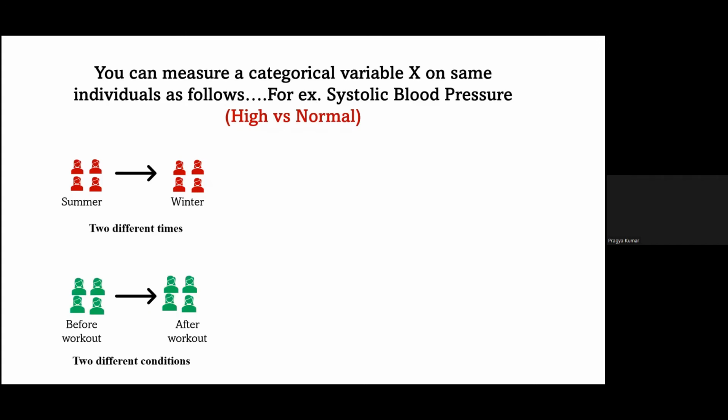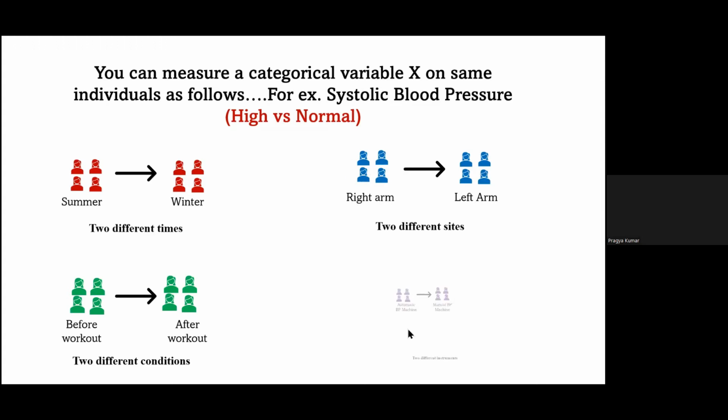There can be one situation where the same set of individuals, maybe the same MBBS students, I have measured the systolic blood pressure before the workout and after the workout. So under two different conditions, I have measured the blood pressure. Again, at two different sites, maybe for the same individual, I may measure the blood pressure in the right arm and in the left arm. So I am doing it at two different sites. This is again a paired value.